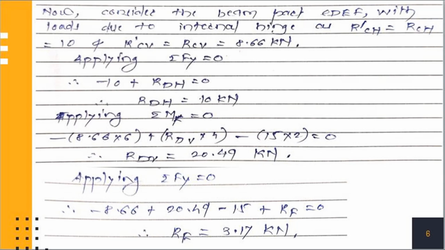Therefore, answer of this problem, RCH is equal to RCH dash is equal to 10 kilonewton. RCV is equal to RCV dash is equal to 8.66 kilonewton. RA is also equal to 8.66 kilonewton. RDH is equal to 10 kilonewton. RDV is equal to 20.49 kilonewton, and RF is equal to 3.17 kilonewton.